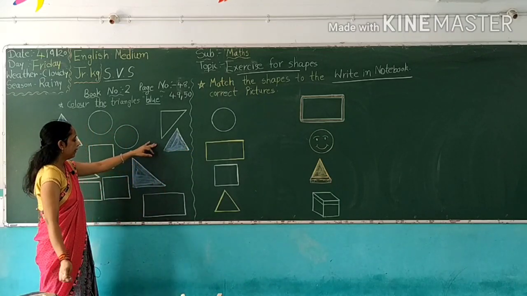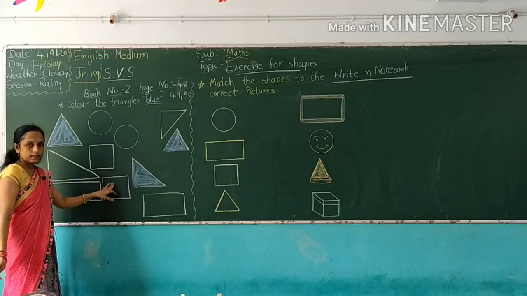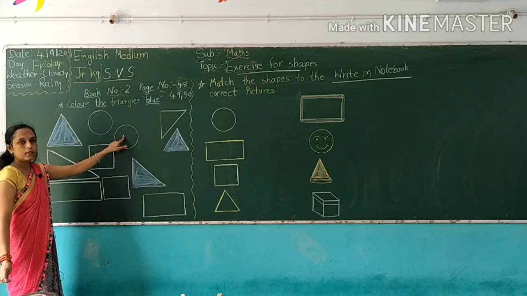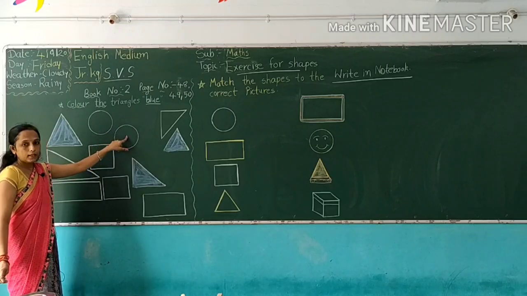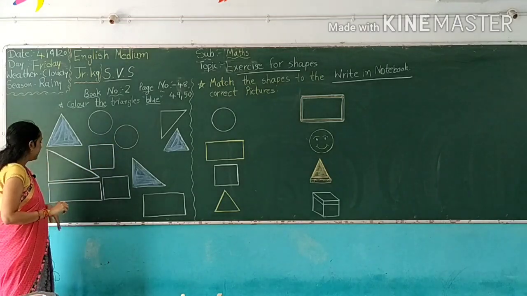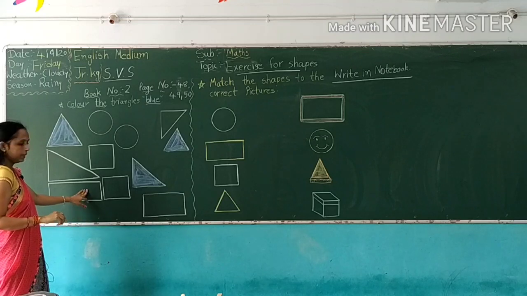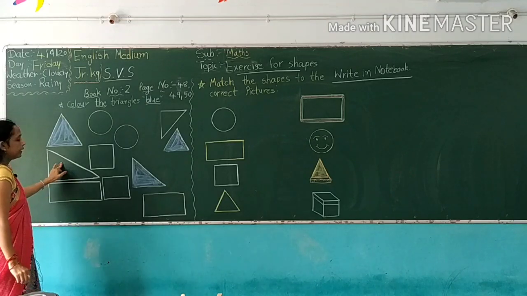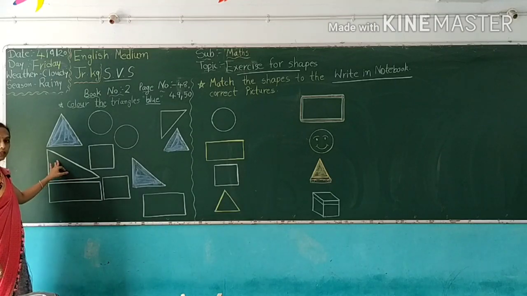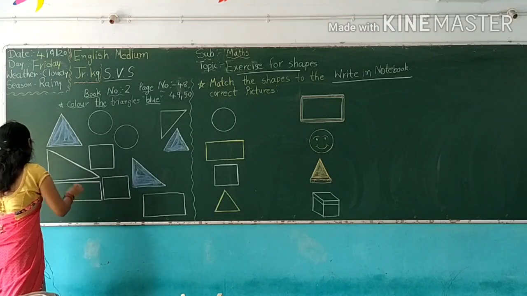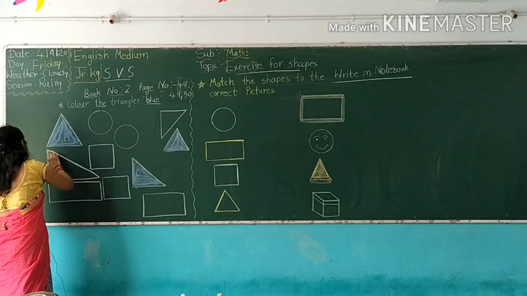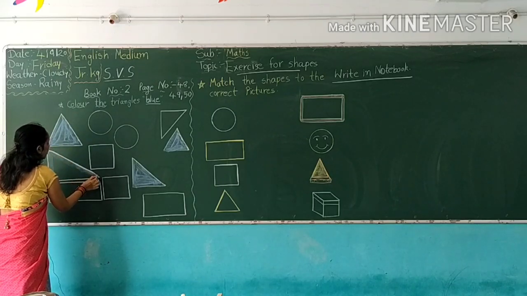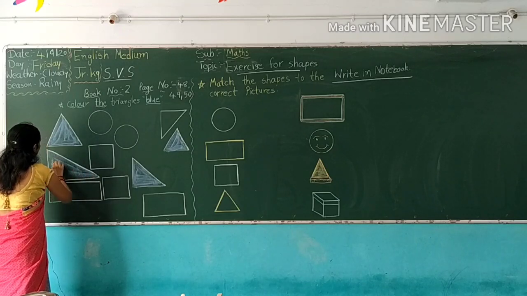And look here. Where is the triangle shape? This? No, this is a square shape. This? No, this is a circle shape. So where is the triangle shape? This? No. This? No, this is a rectangle shape. So here, what is this? This is a triangle shape. Okay. So here color it blue. Don't go out of the line.